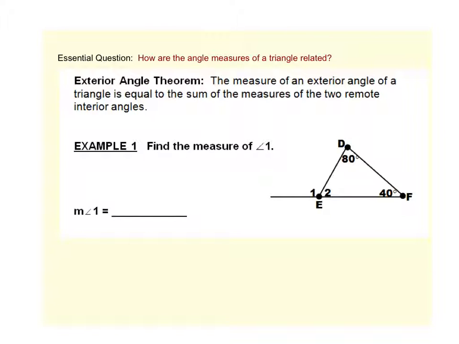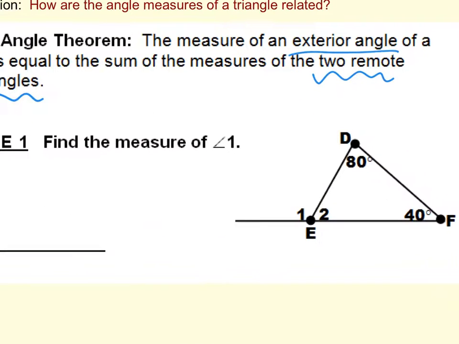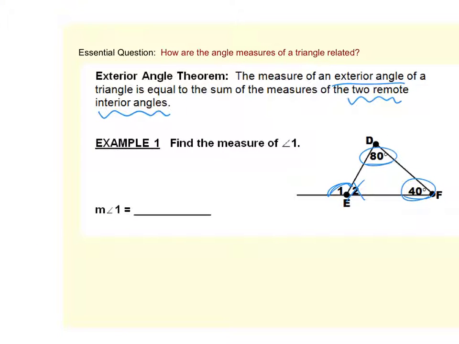So there is a theorem that states that the measure of an exterior angle is the sum of the two remote interior angles. So for this example, angle 1 is going to be the other two angles that are not right next to it added together. So the measure of angle 1 would be 80 and 40, which totals to 120.